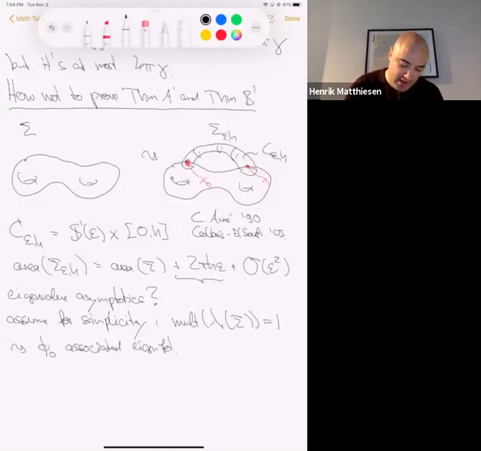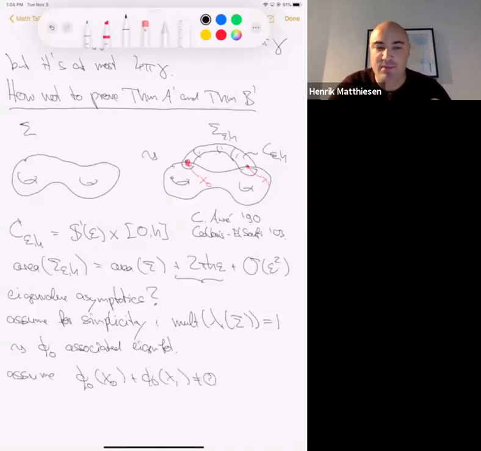And let's assume that it has the following. So also assume that phi naught of x0 plus phi naught of x1 does not vanish. Okay, now of course you might tell me that's silly, right? Because it is.